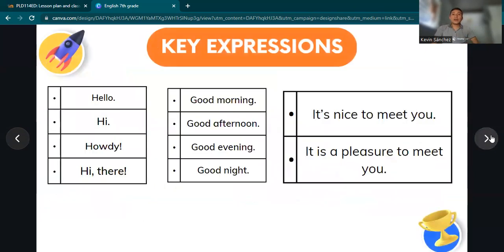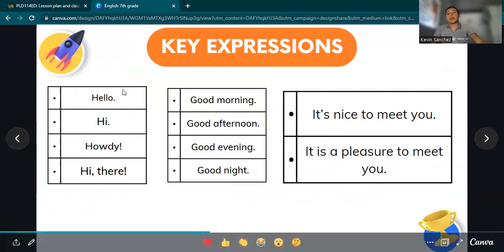Okay, so these are the key expressions that we have here. You can see that we have some greetings that we can use. Also, we have here more greetings and also here more. But I will explain them in the next slide.